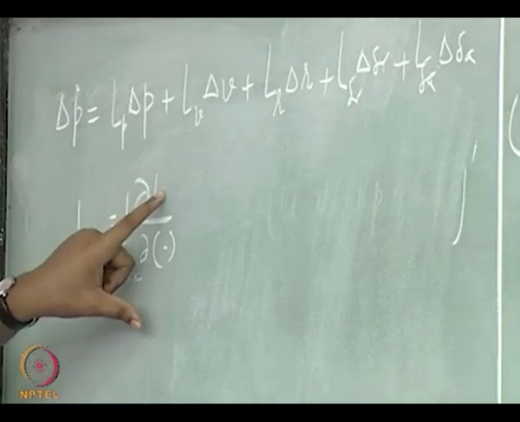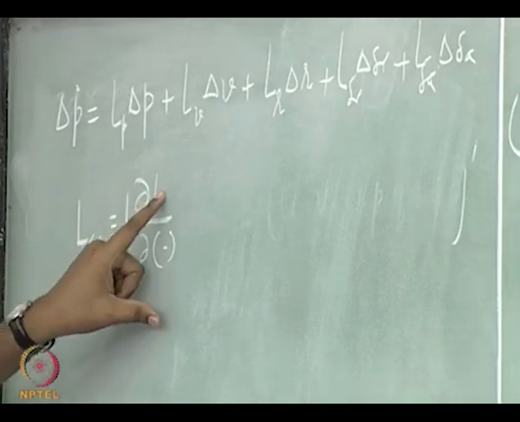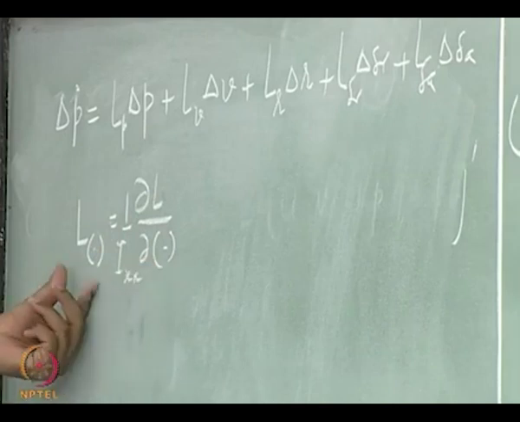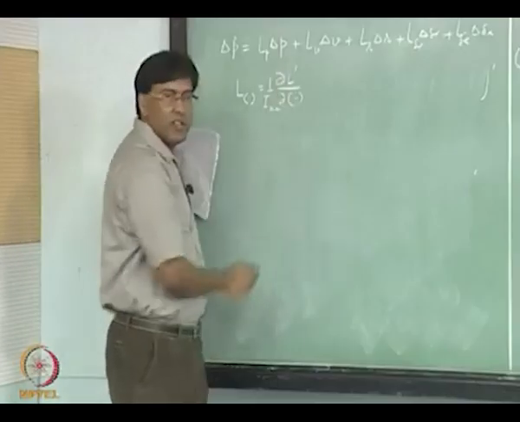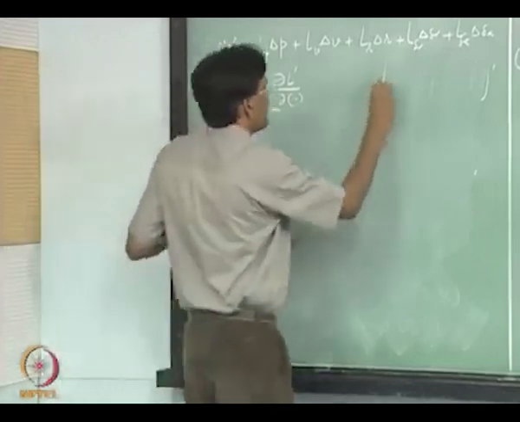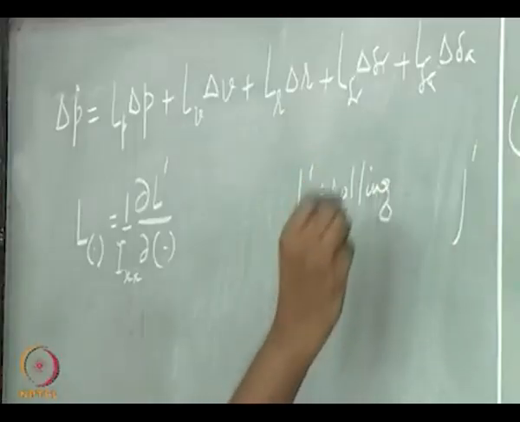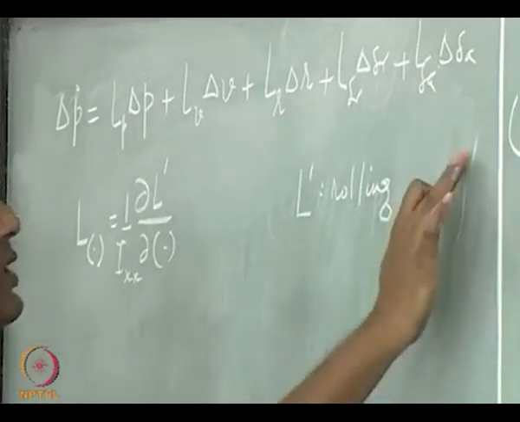The rate of change of rolling moment with respect to the variable, this is how you will define it. So, I have been using L prime for rolling moment. I will keep this to distinguish it from left.